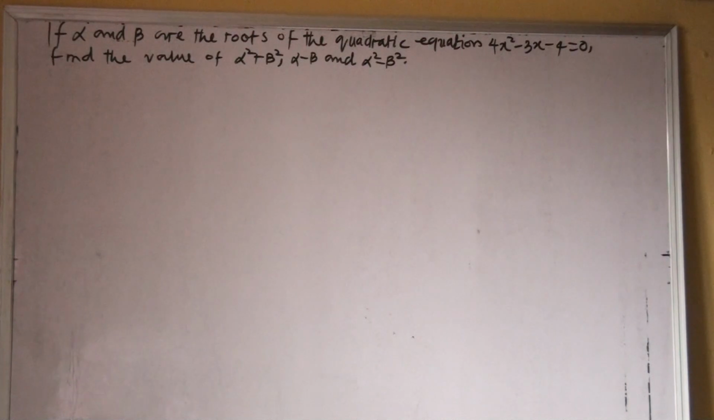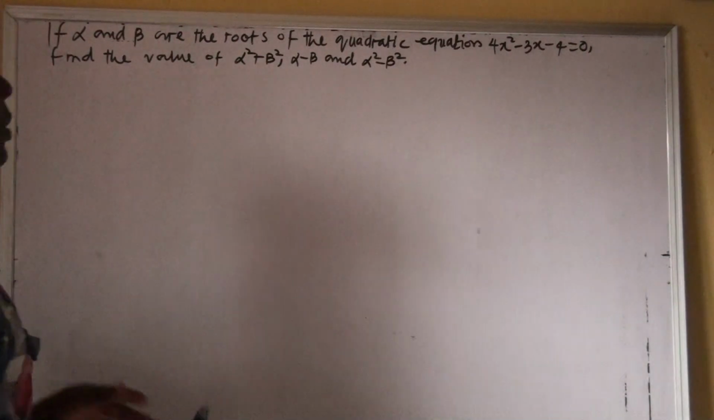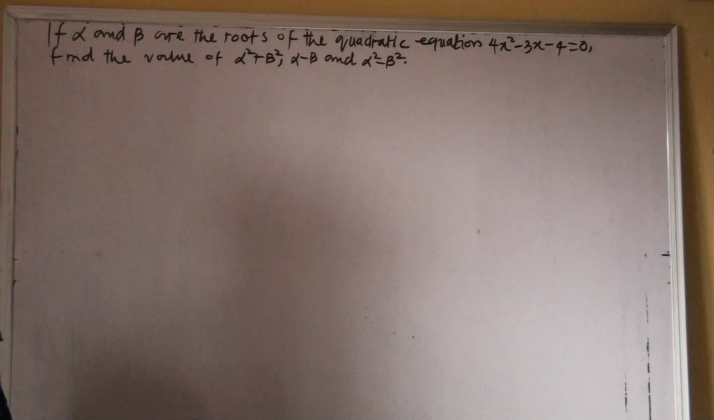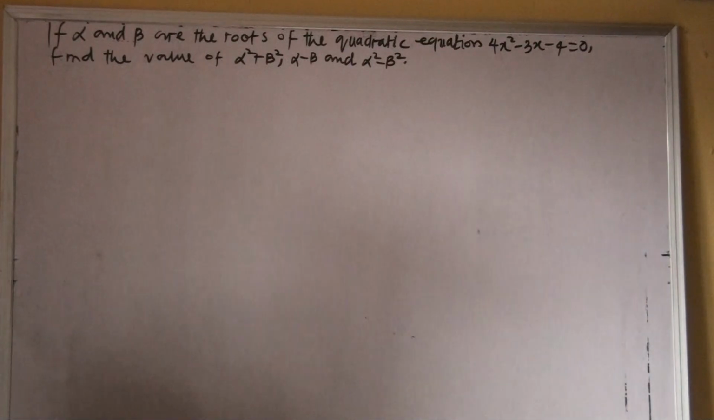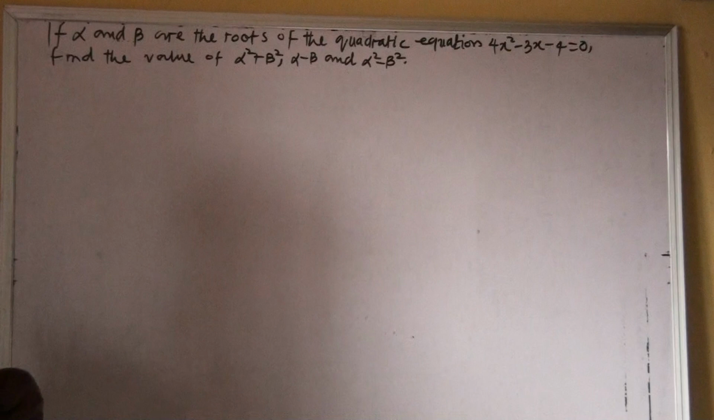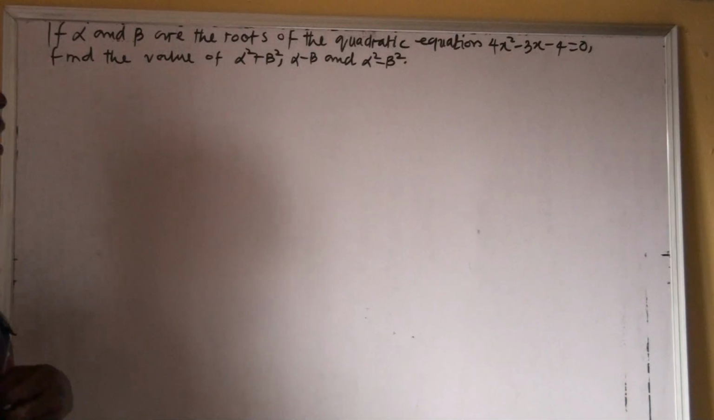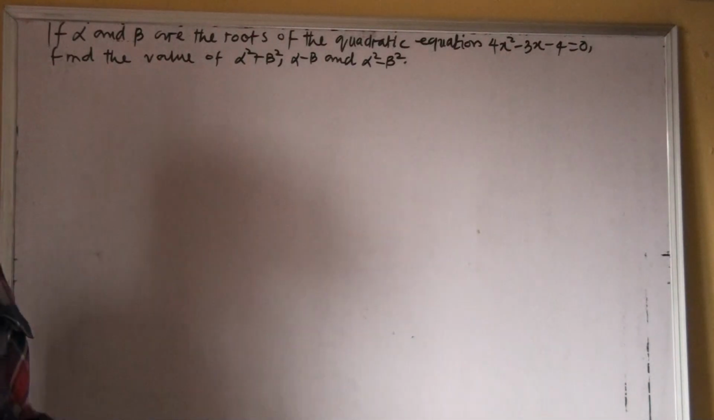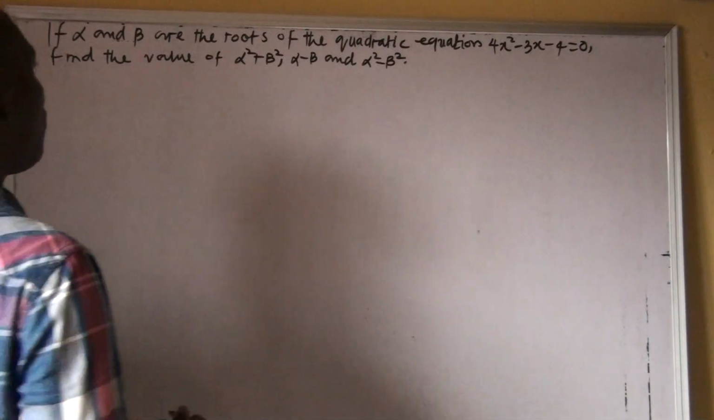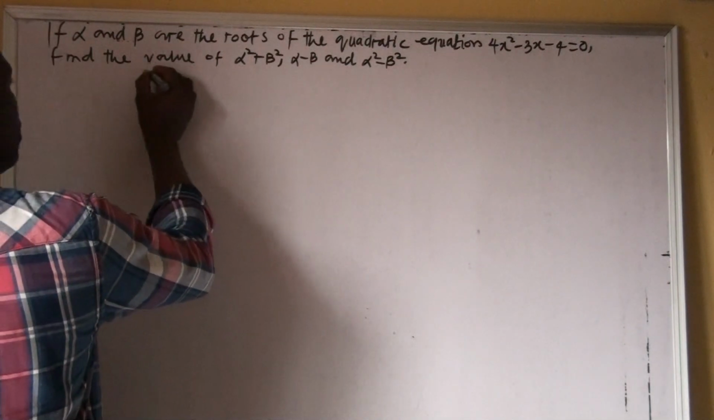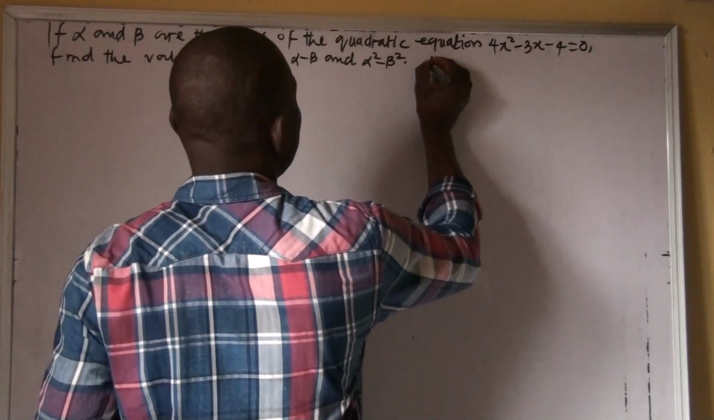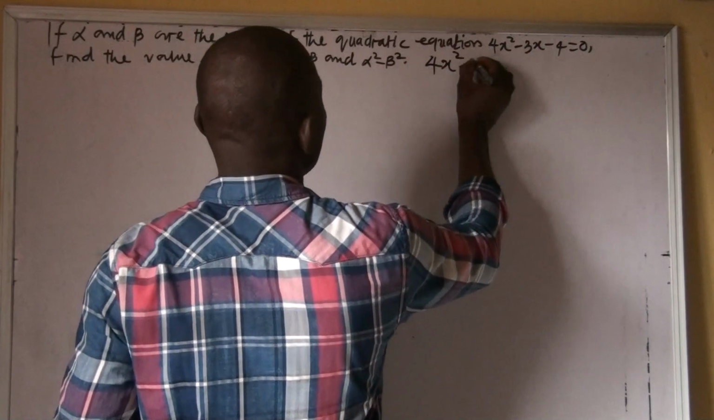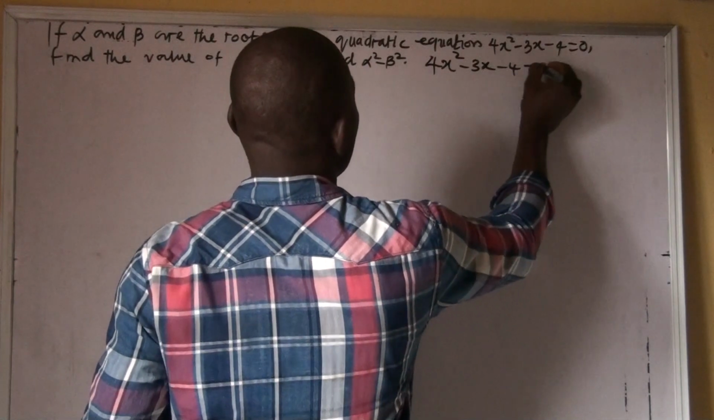Hello, viewer. In this class, we're going to look at a question before us on the board. It says if alpha and beta are the roots of the quadratic equation 4x squared minus 3x minus 4 equals 0, find the value of alpha squared plus beta squared, alpha minus beta, and alpha squared minus beta squared.